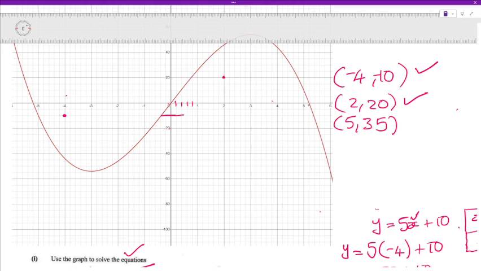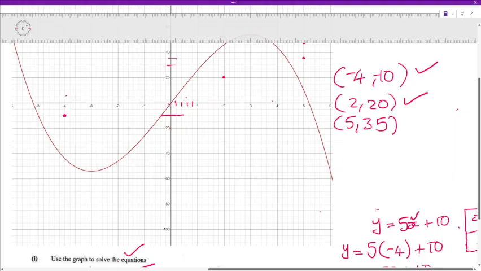Next one is 5, 35. So 5 is this line here. This is 5. So if this is 20, meaning 30 will be here, and this will be 35. Okay, so 35 is this line here. So where these two lines are meeting, right there.